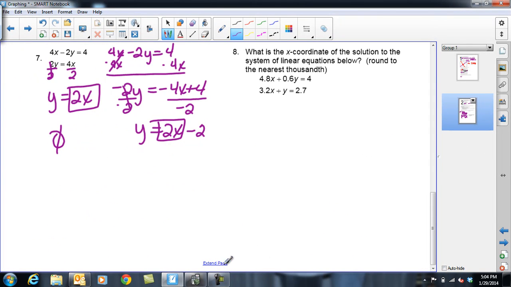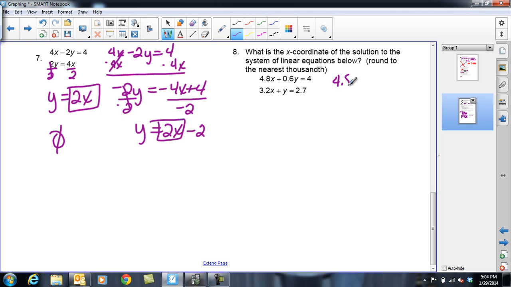So let's talk about number 8, just because I want to get this out of our system and I want to have this done. Number 8 asks for the x-coordinate of the solution to the system of equations, and it only asks for the x-coordinate. It doesn't even care what y is. It also says to round to the nearest thousandth. That's your clue that the answer is most likely going to be a decimal. Now look at your equations. Neither one of them says y equals, so I got to fix that first.